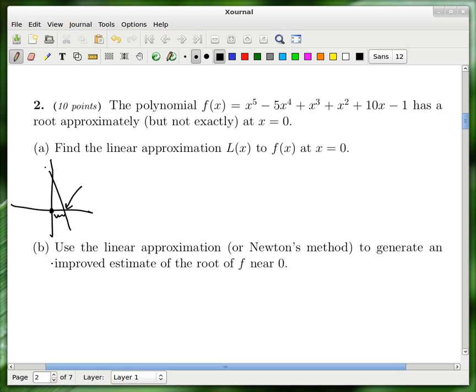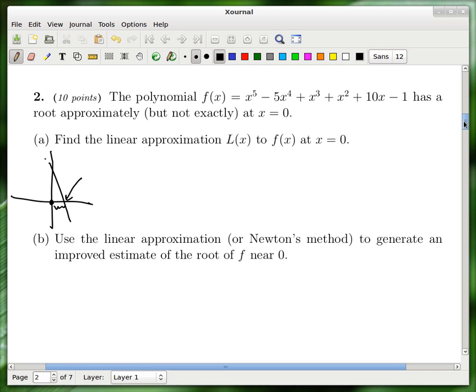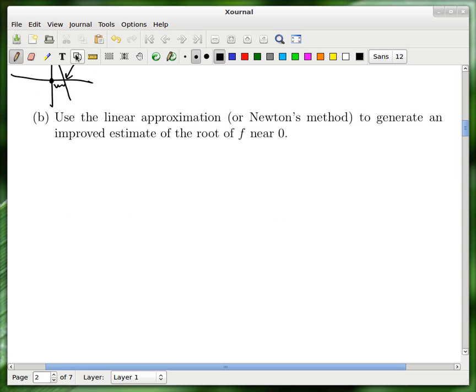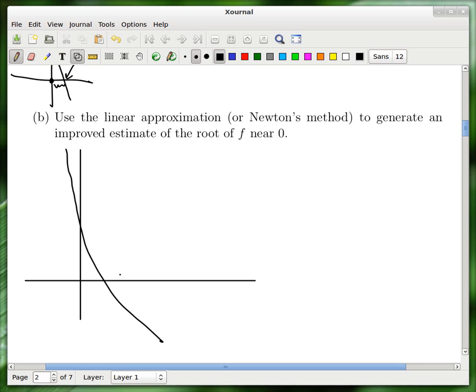Okay, and we're going to use the linear approximation or Newton's method to generate an improved estimate of the root of f near 0. So let me show maybe a better picture of what's going to happen here. So there's a y-axis, there's an x-axis, and let's say the curve looks something like this. Okay, so the linear approximation near 0 is going to be something like that. Okay, so we'll figure out the equation for this thing. This is what is being called L. Okay, so this is the linear approximation of the f curve, which is in black near 0.